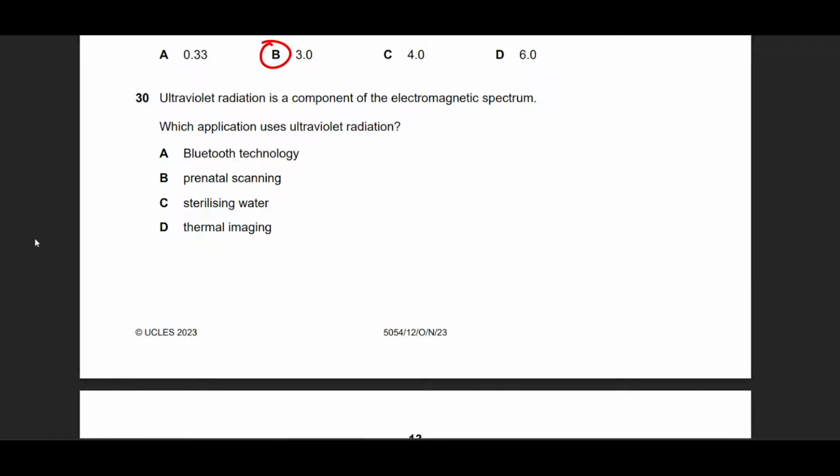Question number 30, again from the electromagnetic spectrum. You have to memorize which part of the spectrum is used for which application. Which application uses ultraviolet? Now, Bluetooth is from microwave. Even your Wi-Fi is from microwave. Prenatal scanning that is done with ultrasound is not even an electromagnetic wave, it's a sound wave.